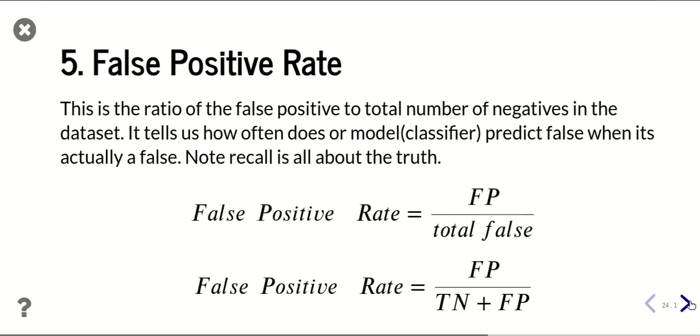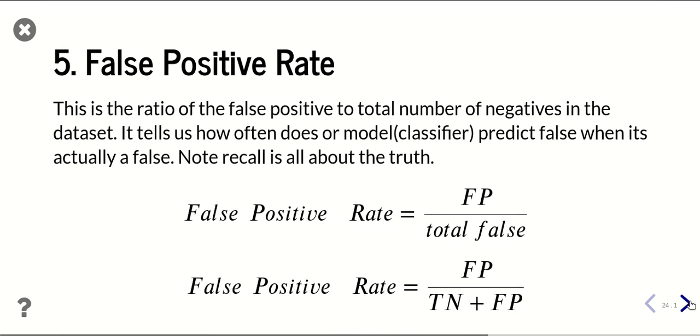So now let's move on to false positive rate. The false positive rate is the false positives over the true negatives and the false positives. So it's the ratio of the false positives to the total number of negatives within the data set. You just take the false positives divided by the total number of negatives within our data set. So that's what it does.